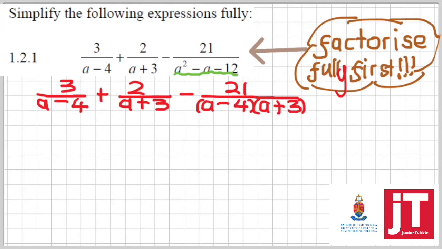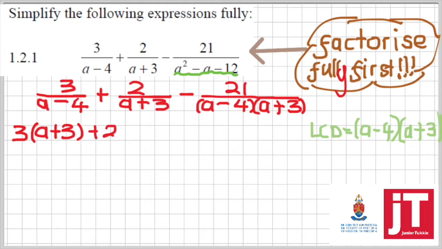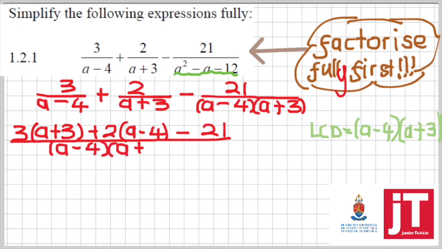Now that we have fully factorized everything and we have simplified where possible, we now need to find our LCD, the lowest common denominator. And our LCD is evident there, that is a minus 4 and a plus 3. That's an easy one. Thereafter, you apply your knowledge of fractions from primary already. You would have done this. So the next expression, when you simplify, you're going to get 3 open bracket a plus 3 plus 2 open bracket a minus 4 minus 21 over our LCD.